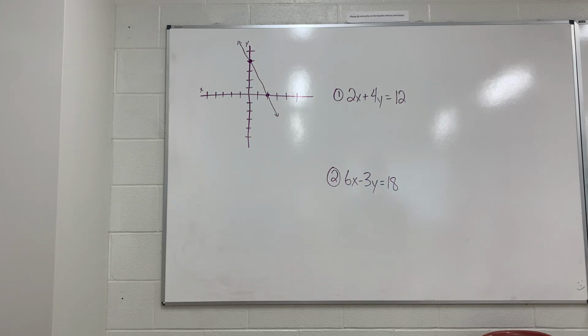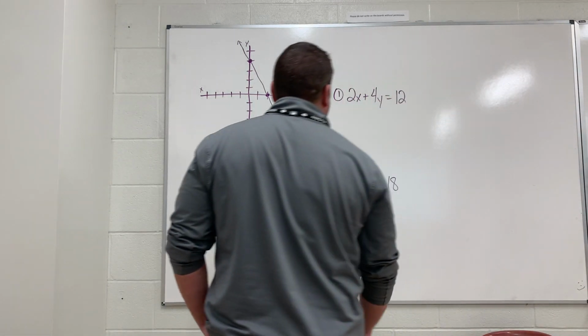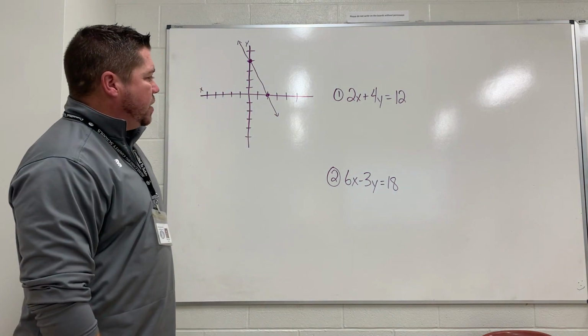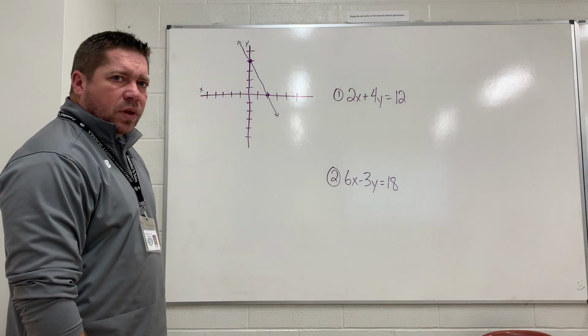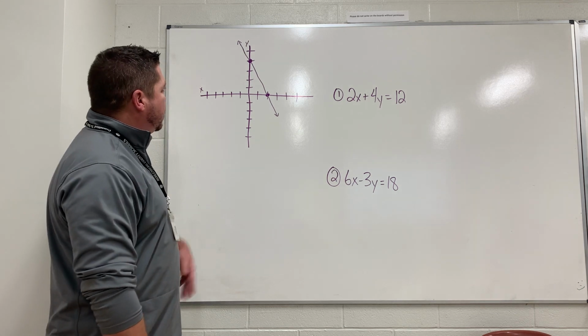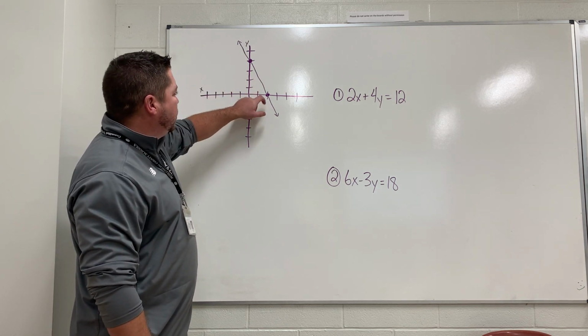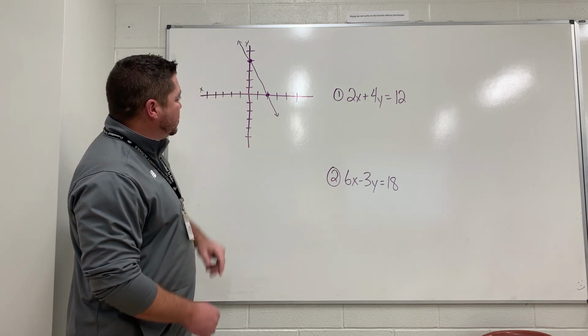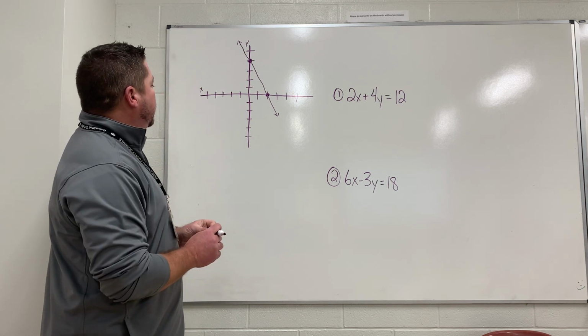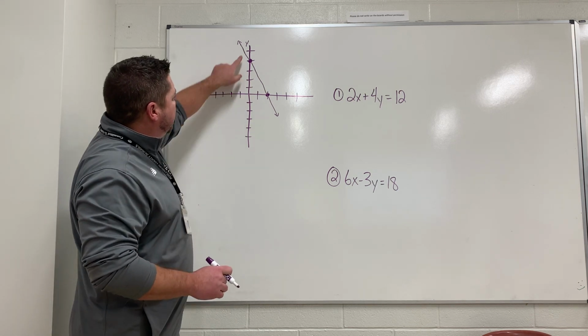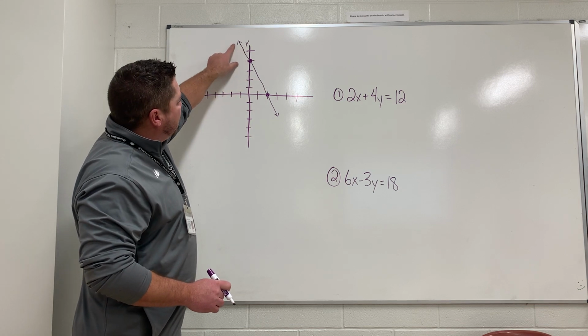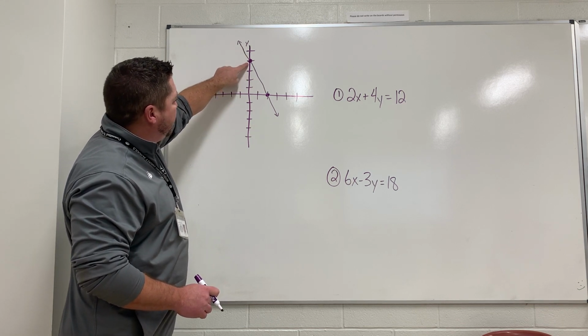All right, today we're going to talk about intercepts and how to find intercepts given an equation in standard form. So intercepts are just where our line is going to cross the axis. If you look at the y-axis, our line is going to cross at this point right here.